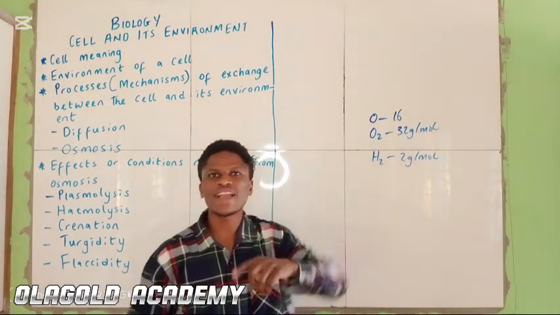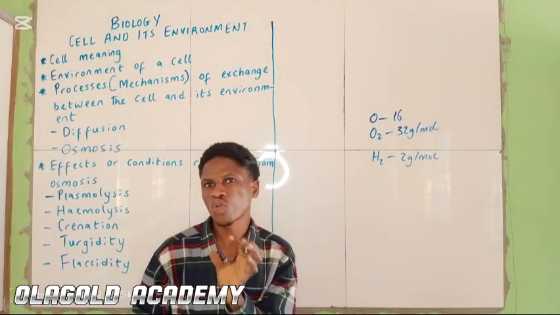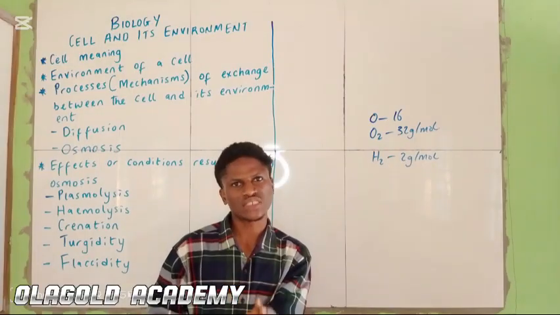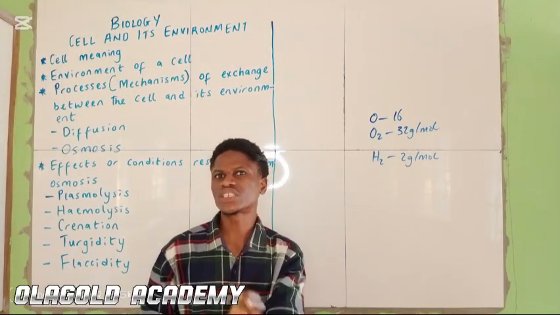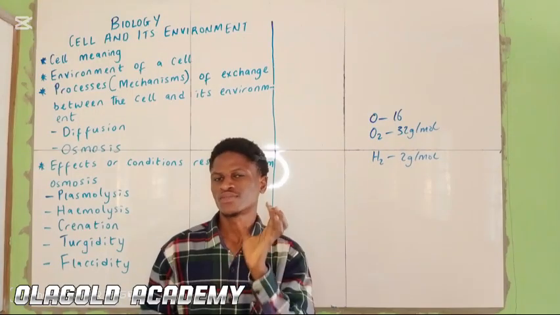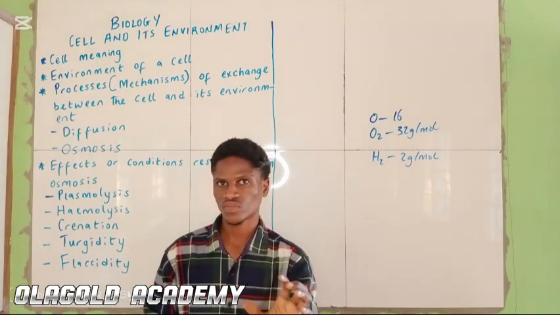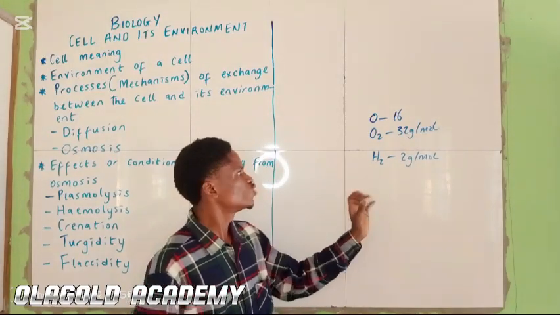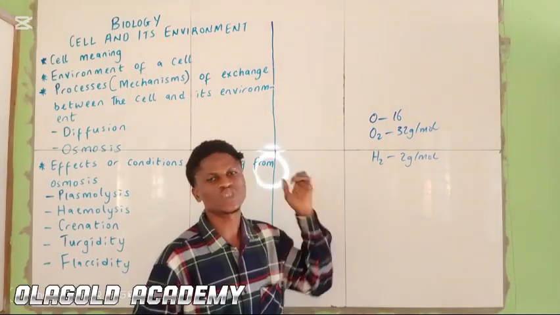And if you remember in your chemistry, we have what we refer to as Graham's law of diffusion, where the law states that the rate of diffusion of a gas is inversely proportional to the square root of its molecular mass or density. What the law is telling us is that a gas with a smaller mass will diffuse much faster than a gas with a bigger mass.